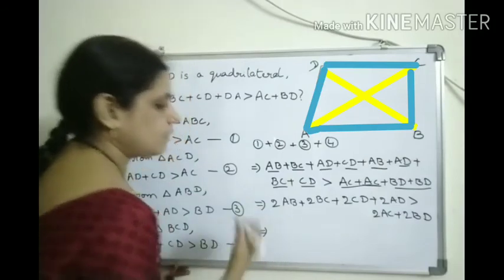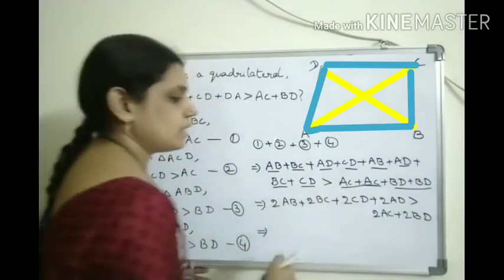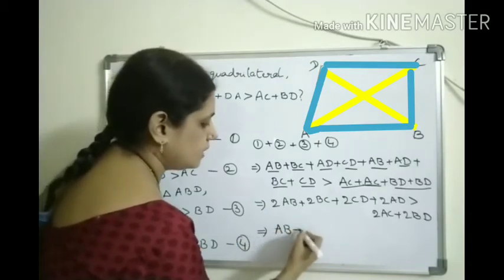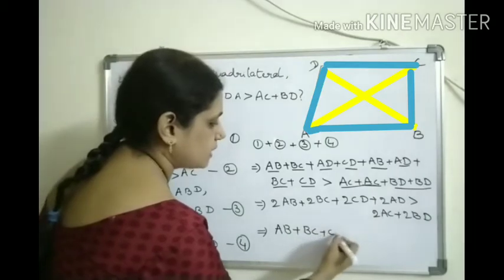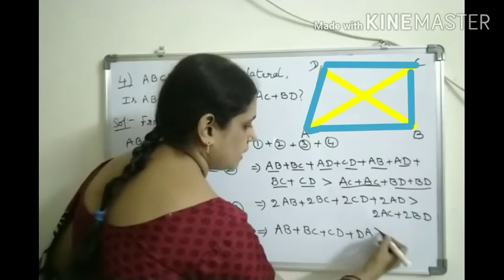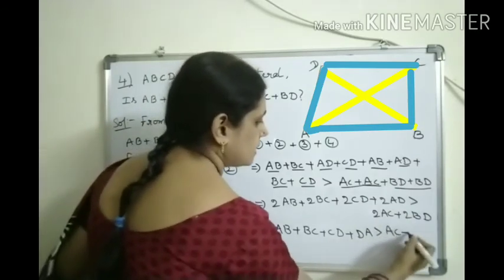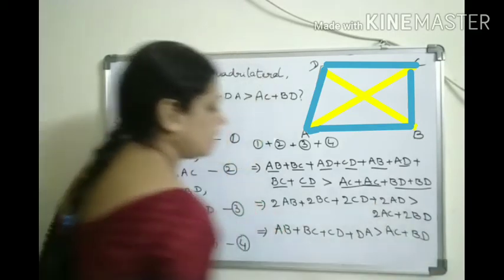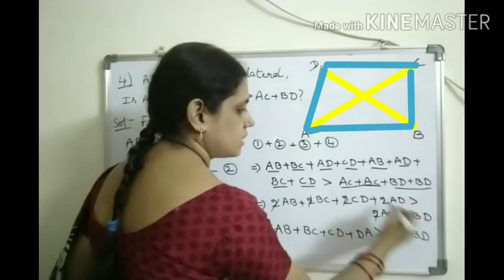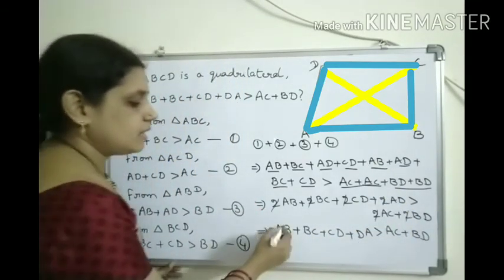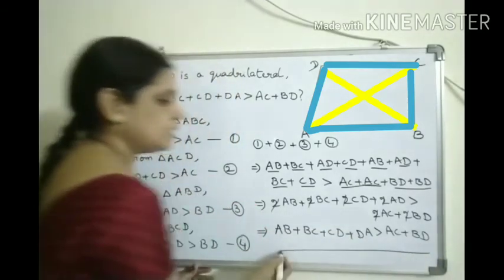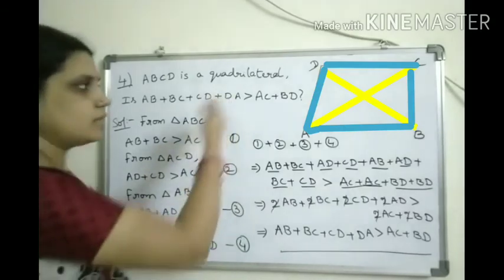So throughout the inequality 2 is common, so we can cancel. If you cancel 2, what will we get? AB plus BC plus CD plus AD, or DA, anything is the same, is greater than AC plus BD. Throughout the inequality 2 is there in each and every term. That's why we can cancel 2. Then we get AB plus BC plus CD plus DA is greater than AC plus BD. That is what is given to prove.